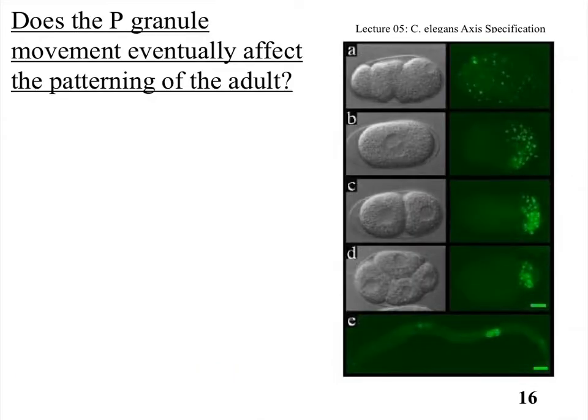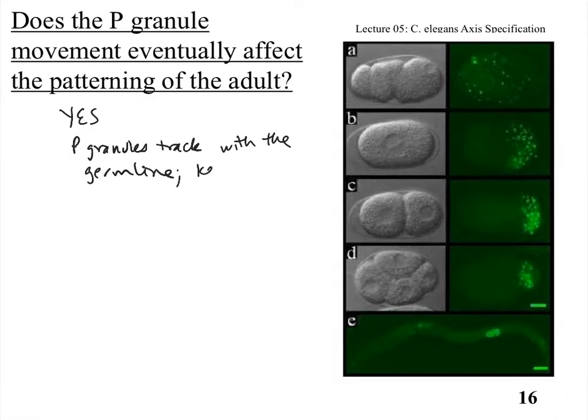So my next question is, does the P granule movement eventually affect the patterning of the adult? And the answer again is yes. The P granules track with the germline. And in particular, they're a key molecule, or kind of complex of molecules, for germline development.